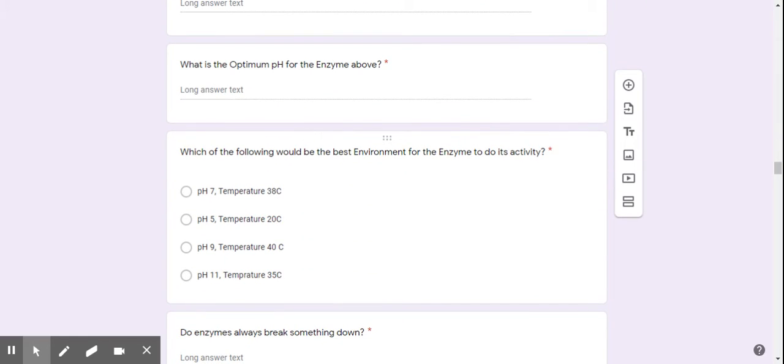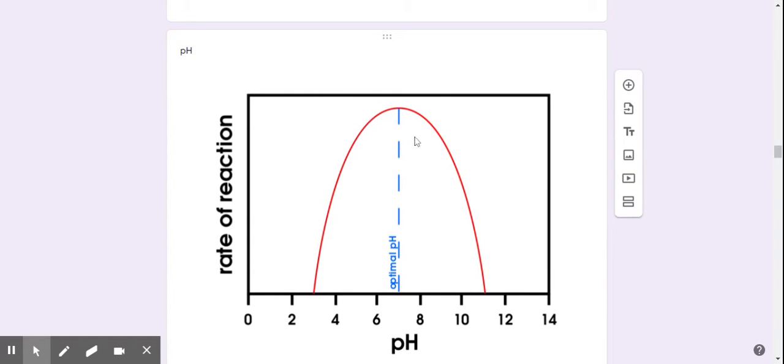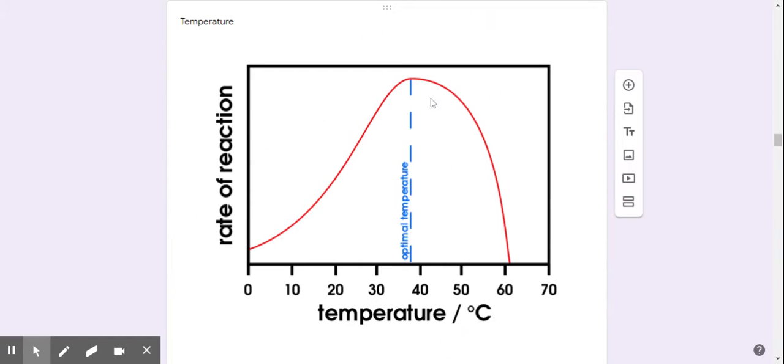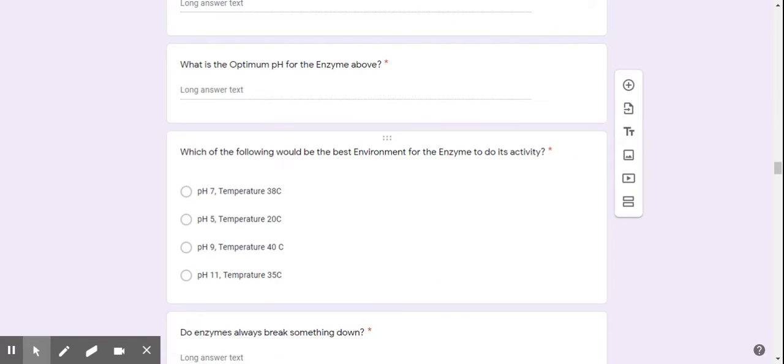Which of the following would be the best environment for the enzyme to do its activity? Its activity. Whoa, that's a vocab term, and an important vocab term at that. Activity, we define it as its job, whenever an enzyme does its job. So which environment would let it do its job the best? In this case, it would have to be pH 7 and around 38 degrees Celsius. So let's go back down. And from what I can see, it is actually answer number 1, because that is the exact optimum environment for it.